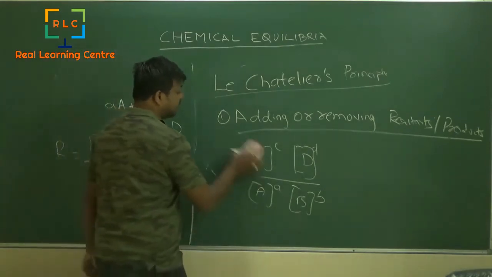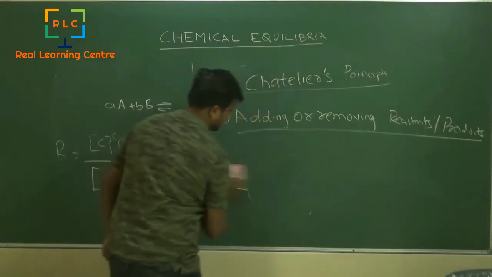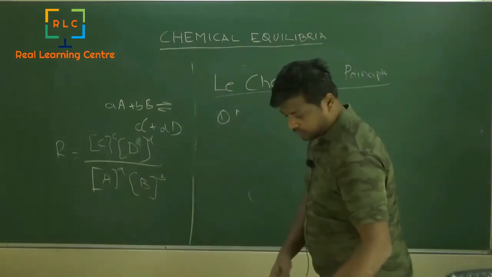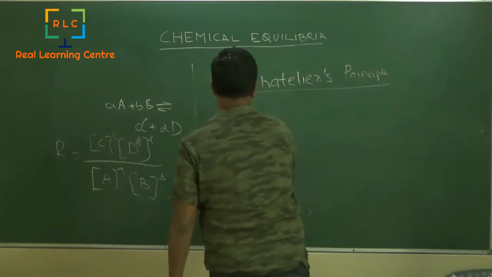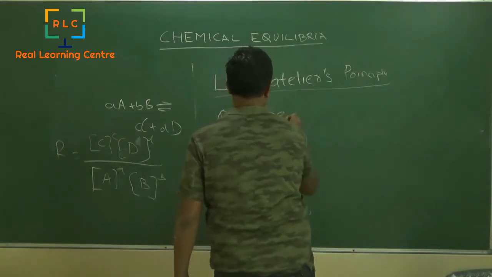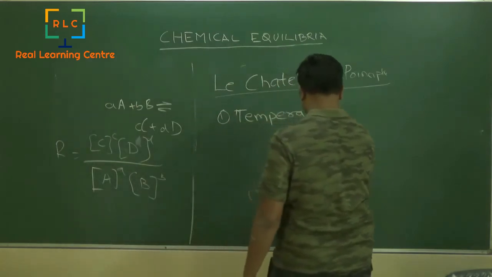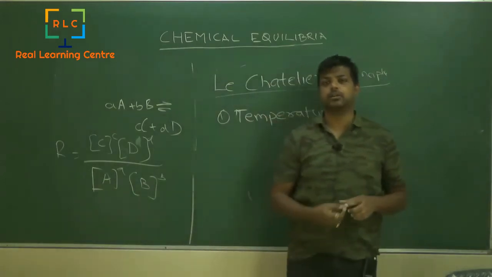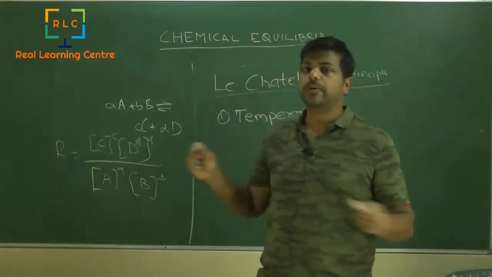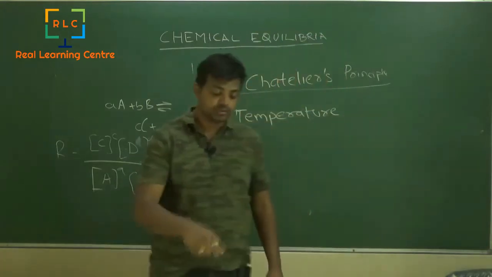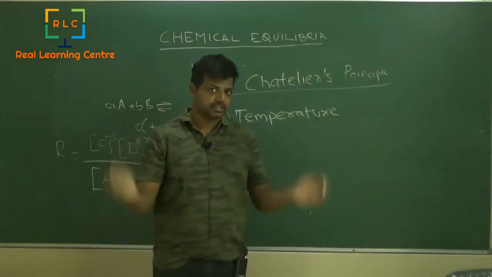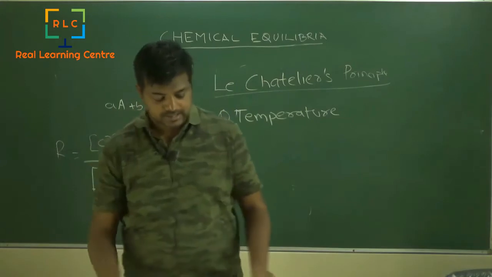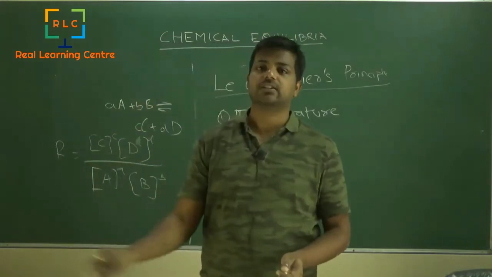Now, let's look at other things. How do other factors influence a reaction? So, let's talk about temperature. How does the temperature affect a reaction? Let's say the reaction is endothermic. Endothermic means when the reaction happens, heat is absorbed. That means you need to give heat to a reaction for the reaction to happen. Let's say the reactants need heat for the forward reaction to go through.